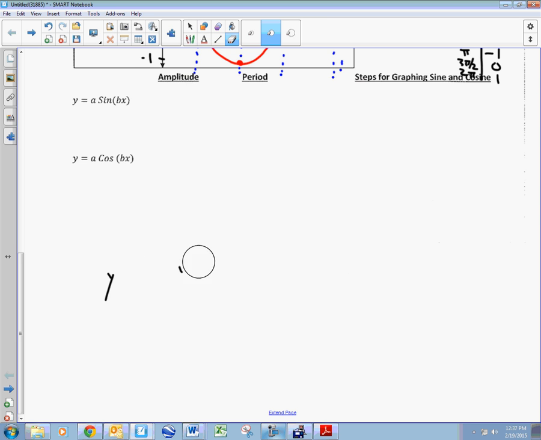So, in this case, we will apply multiplying by A in front and B on the x. When we do that, the amplitude is the absolute value of the number in front. So all I do is take the absolute value, so it's always positive. Amplitude is always positive. It's the same for cosine. The period, you take 2 pi, because that's what its period is normally, and you divide it by whatever the b value is.